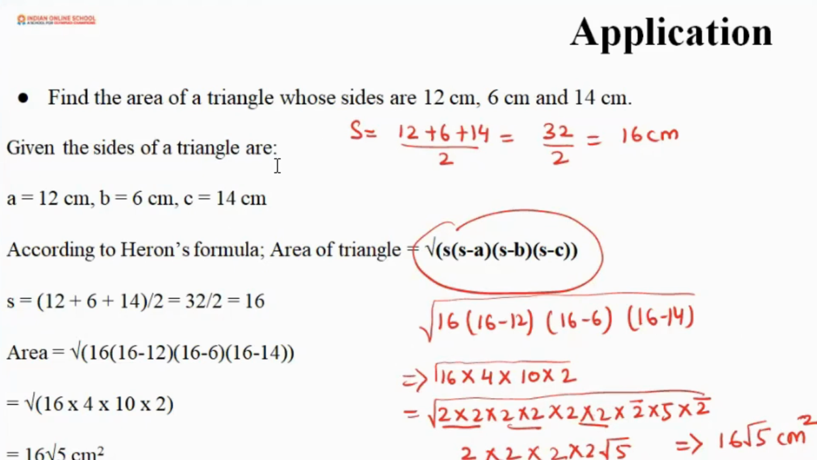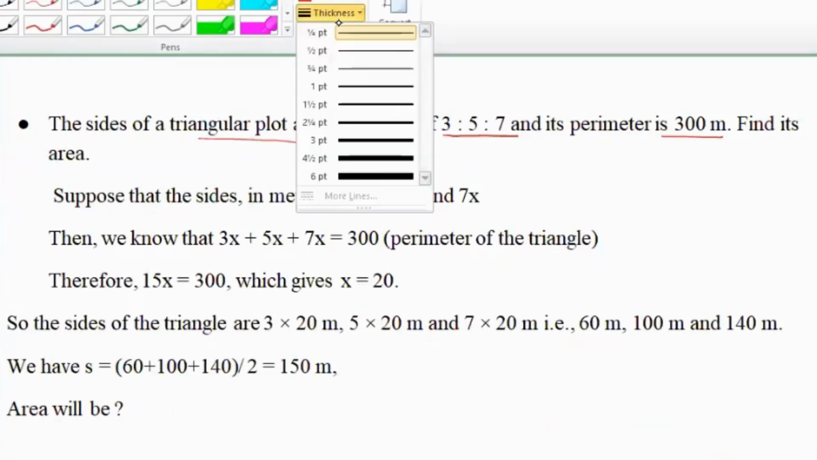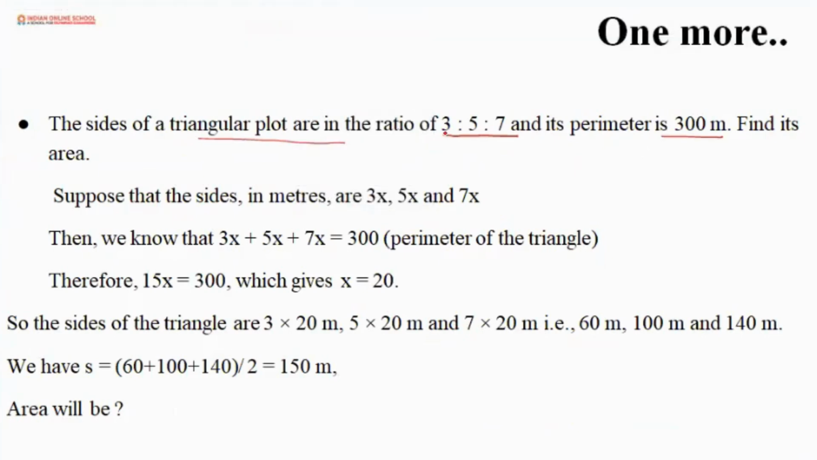Ma'am, A plus B plus C by 2. No, Pritesh, this time the ratio of the sides and the perimeter are given to us. The measurements of the sides are not given. First, we are supposed to find the measurement of the sides. And how can we do that? Ma'am, A plus B plus C is equal to the perimeter. Yes. So the same thing we will apply over here. We already know the sum of all the sides gives us the perimeter.